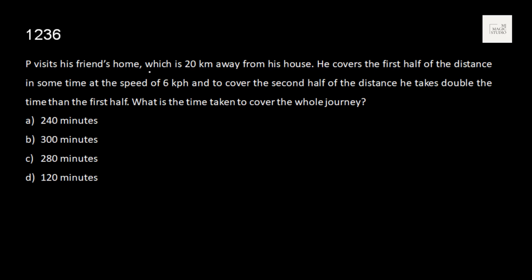P visits his friend's home, which is 20 kilometers away from his house. He covers the first half of the distance at a speed of 6 kph. To cover the second half of the distance, he takes double the time than the first half, which means his speed during this stretch would be 3 kph. Now, what is his average speed over the entire journey?